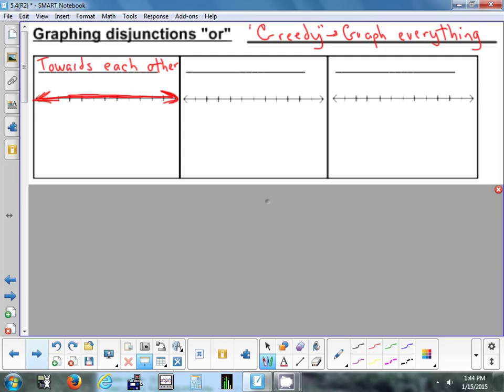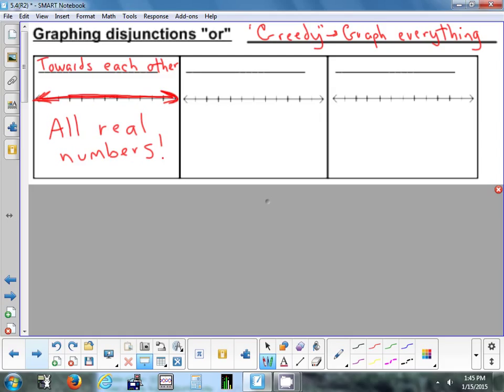All real numbers. So I have a situation like this, where I look at it, and we're going to do some examples, and you guys will see. When they cross each other, with lines going either way, that's going to be all real numbers. So remember, in an or, we're greedy, right? They cross each other, we want to graph everything. All real numbers. That's one situation you can have, where they cross each other.